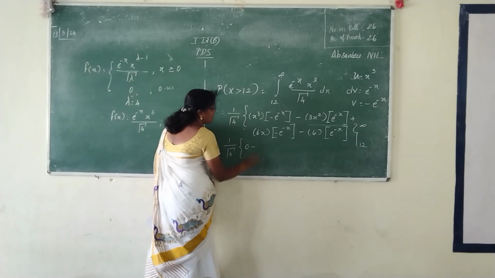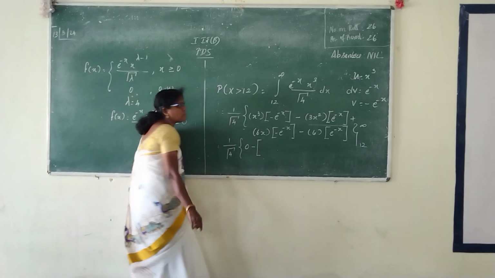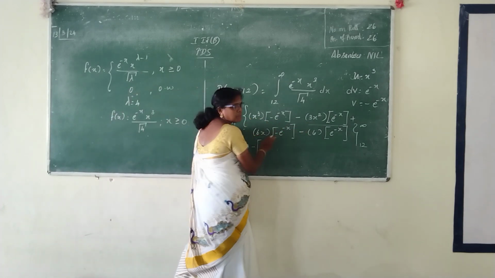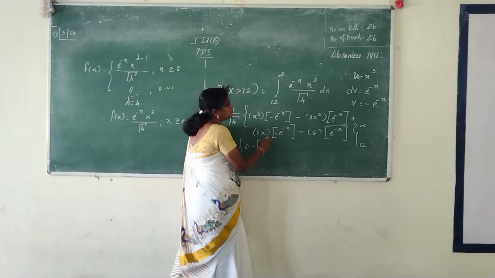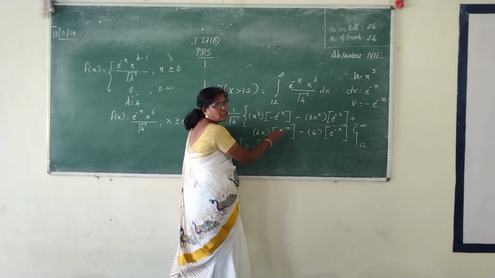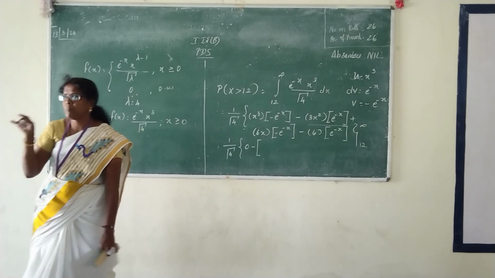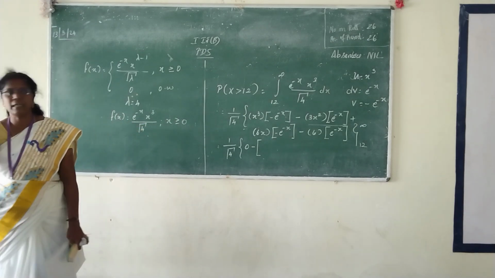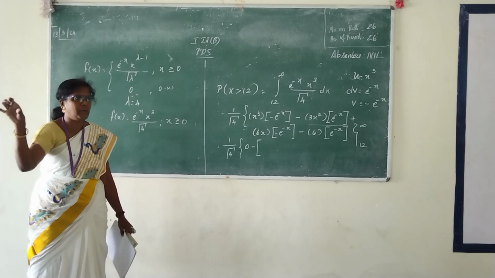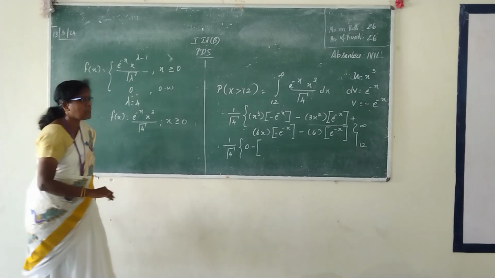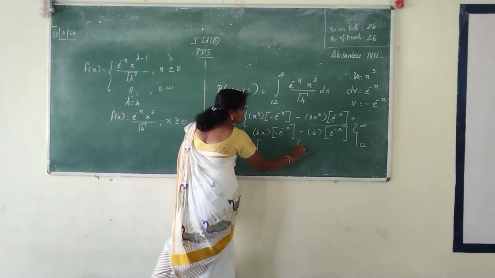Minus, minus of the lower limit. For the lower limit, substitute x equal to 12. So everywhere substitute x equal to 12 and simplify everything. For simplification, what you can do is take e power minus x as a common term outside, because everywhere you have replaced it as e power minus 12. You can take it common outside, simplify the remaining terms, then multiply by e power minus 12. So put it in a calculator and bring the answer by tomorrow.